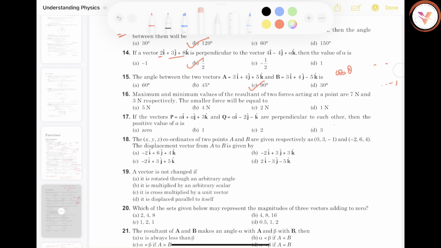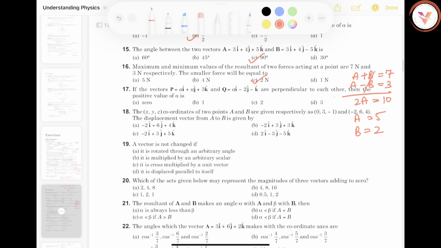Next is minimum and maximum values of resultant of two forces. Let's say two vectors A and B, there are two forces A and B. The maximum is when you add both, and that is equal to 7 Newton. Minimum is when you subtract, that is equal to 3. Now solve it. 2A is 10, then A is equal to 5. And if you put A to be 5, then B comes out to be 2. So they have asked for the smaller one. The smaller one should be equal to 2 Newton. Okay.